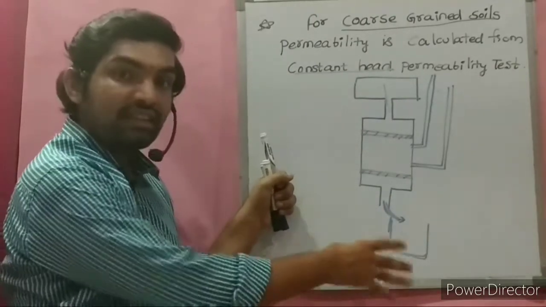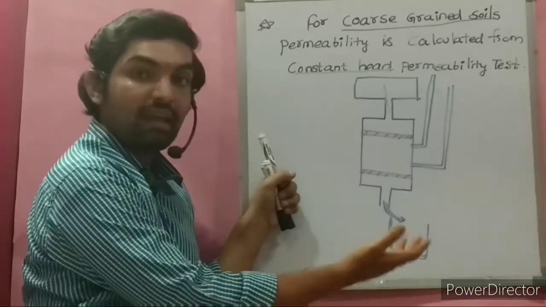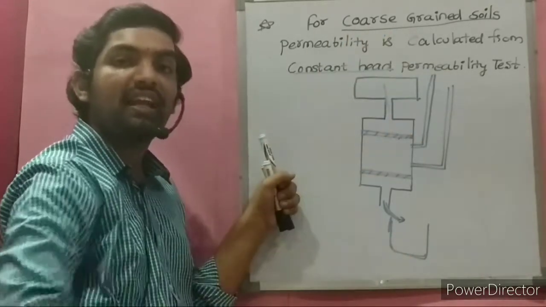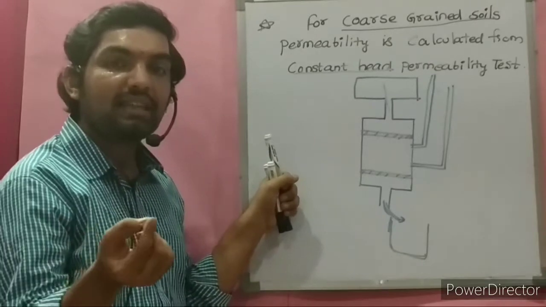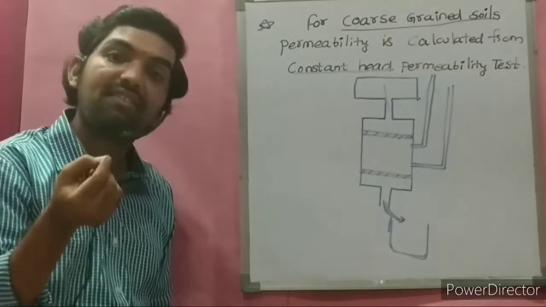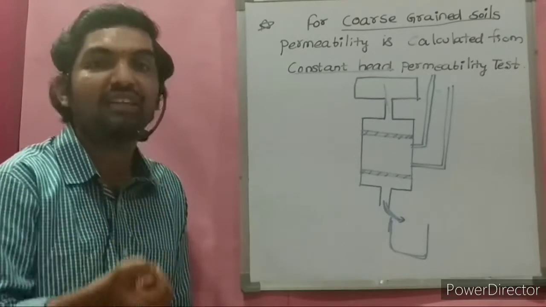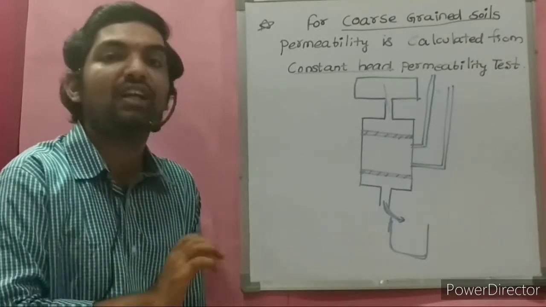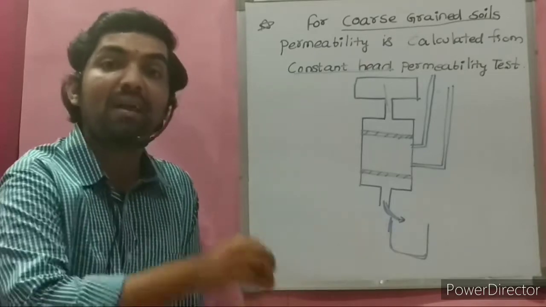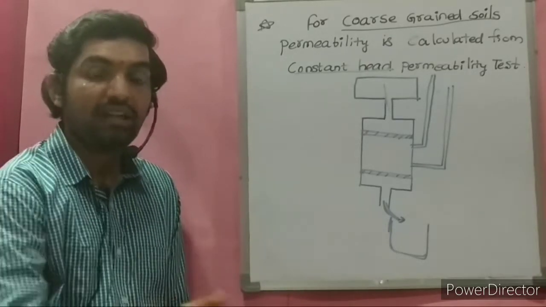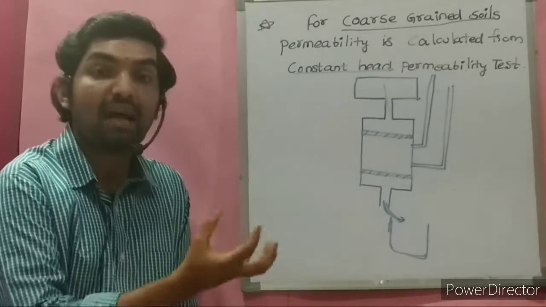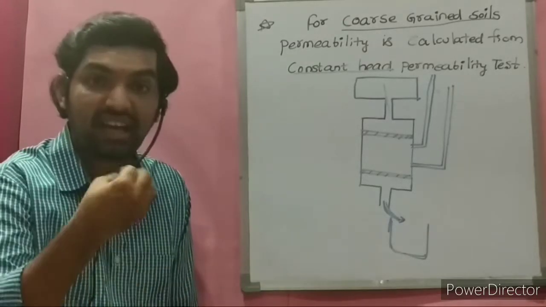But there is no methodology to keep a measuring jar in the case of fine grained soils. Why? Because the permeability through fine grained soils is very, very slow. Drop by drop, the water falls like that. It is very difficult to measure. Hence, there is no measuring device, no measuring jar to measure the permeability, to measure the rate of flow.